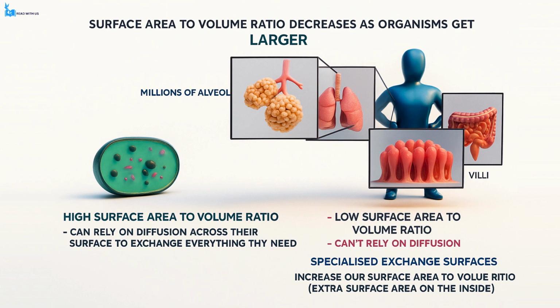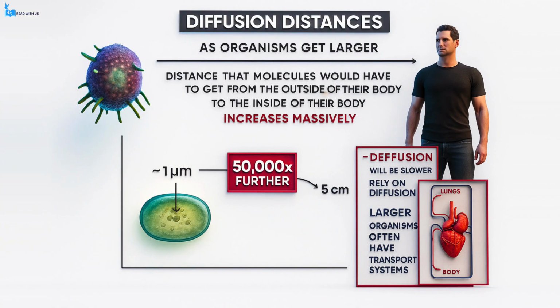As a result, we require complex and specialized exchange surfaces such as lungs, which contain millions of tiny alveoli that greatly increase surface area for gas exchange, and intestines, which are lined with villi to absorb nutrients efficiently. Another important concept related to this is diffusion distance, which increases drastically with size. In a small organism like bacteria, molecules only need to diffuse a very short distance, such as 1 micrometer, to reach the center of the organism, whereas in a human body, molecules may need to travel 5 centimeters or more to reach central tissues, making diffusion alone far too slow.